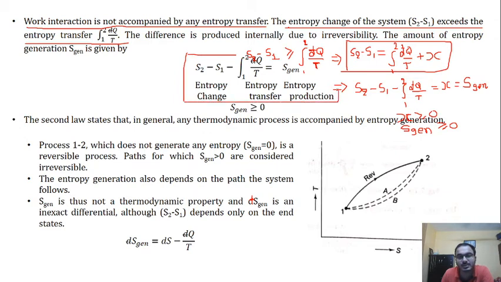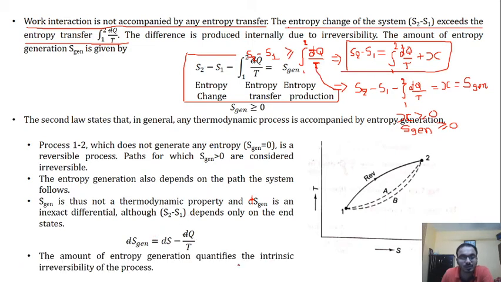So we can write down, based on this formula only, that d cut S generation is equal to dS minus d cut Q upon T. The amount of entropy generation quantifies the intrinsic irreversibility of the system.